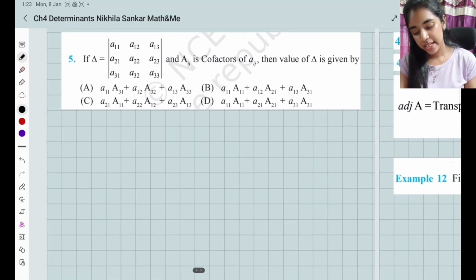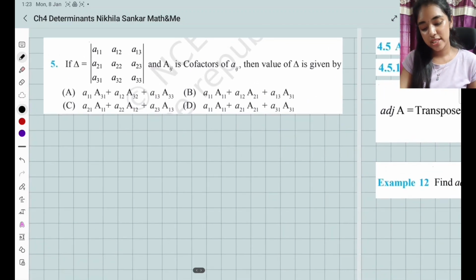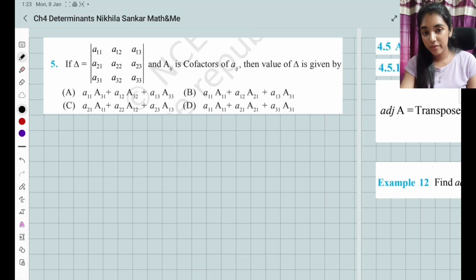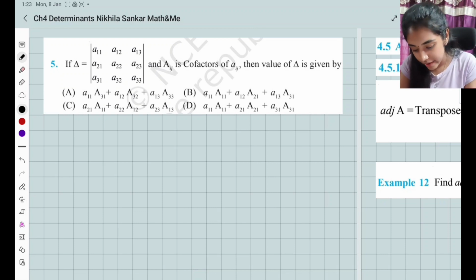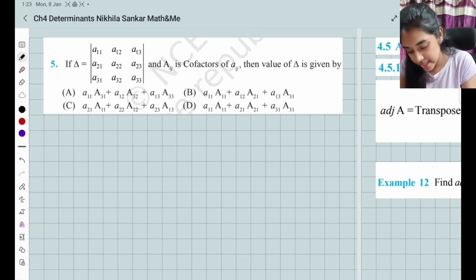Next question. If determinant and Aij is the cofactor of aij, the value of determinant is given by. So how will we give the value of the determinant? You have to have the same exact elements. So you have to have a11 with A11, a12 with A12, a21 with A21, equal like that. So this is not it. So which option is correct? I see that the first option is not true. Here there is 11, here there is 31. So the first option is wrong.